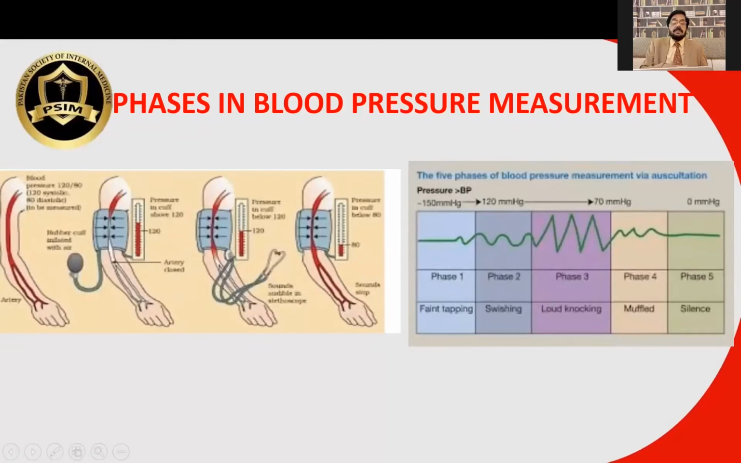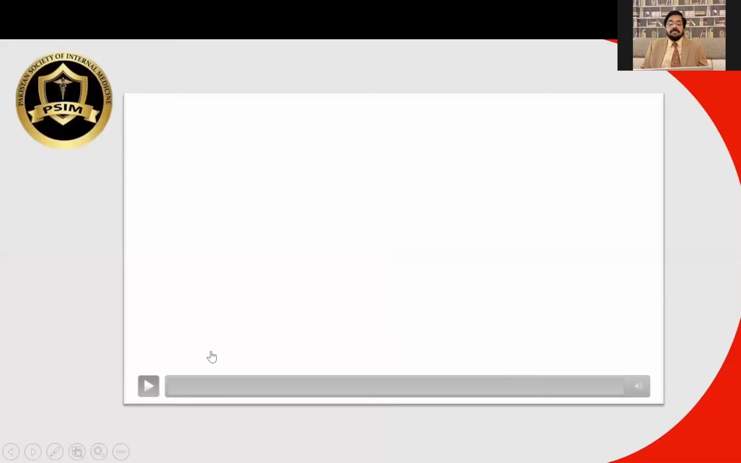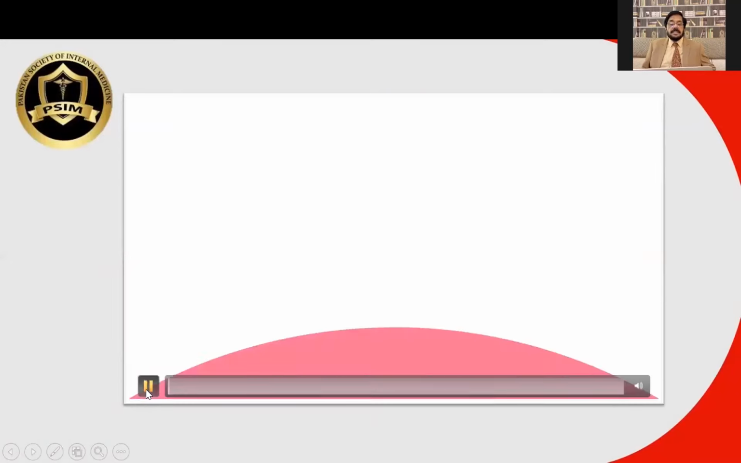In one of the diagrams, you can see that there is a flow of blood coming in, then you basically tighten it, there is no blood passing through it, now coming towards the point where blood is passing, but yet the artery is squeezed, and later on is a point when the flow of blood has actually started. Again, these phases are diagrammatically represented. Now, I'll show you how these phases can basically be assessed.